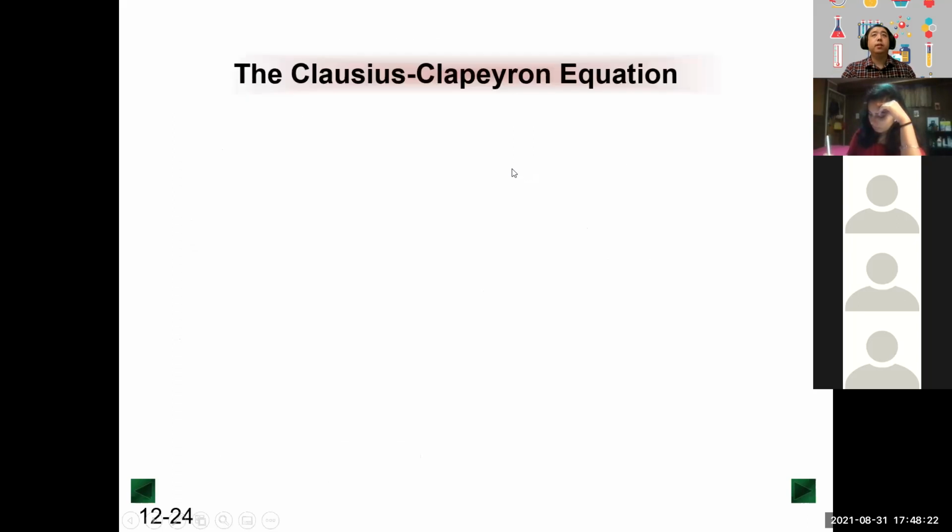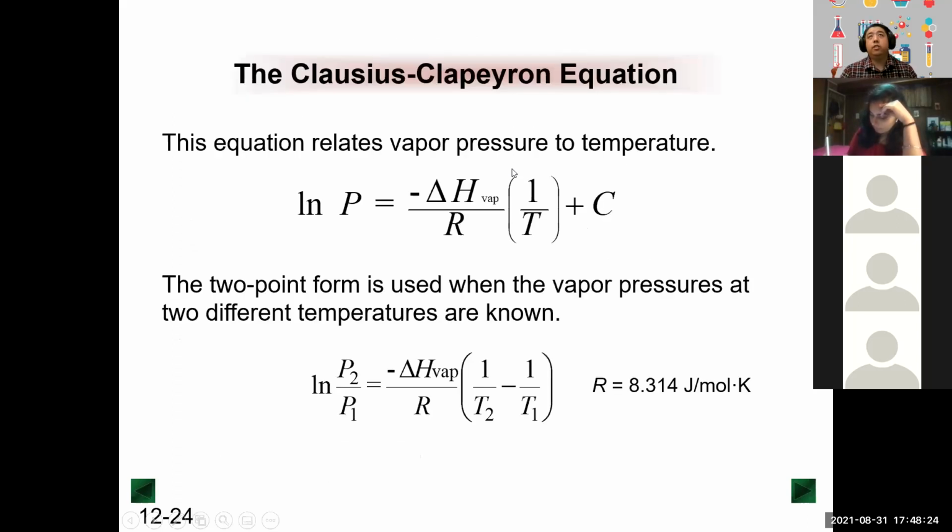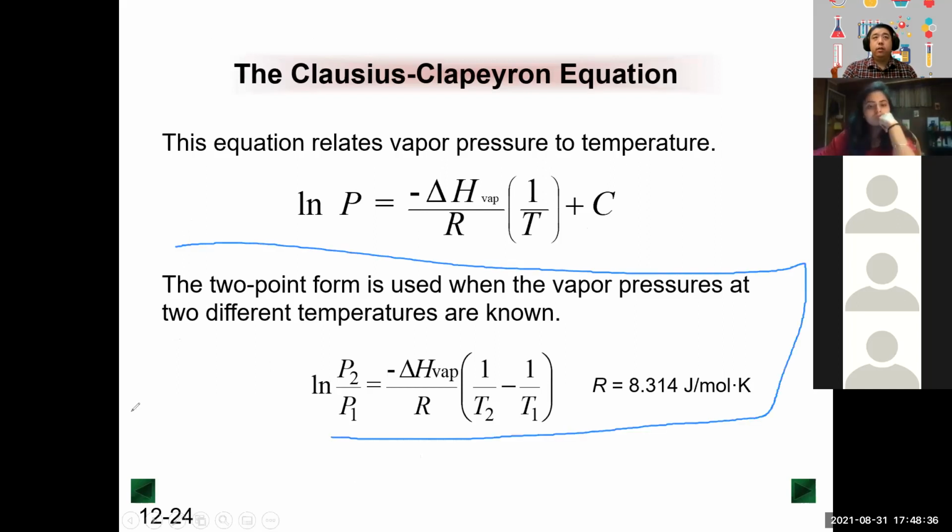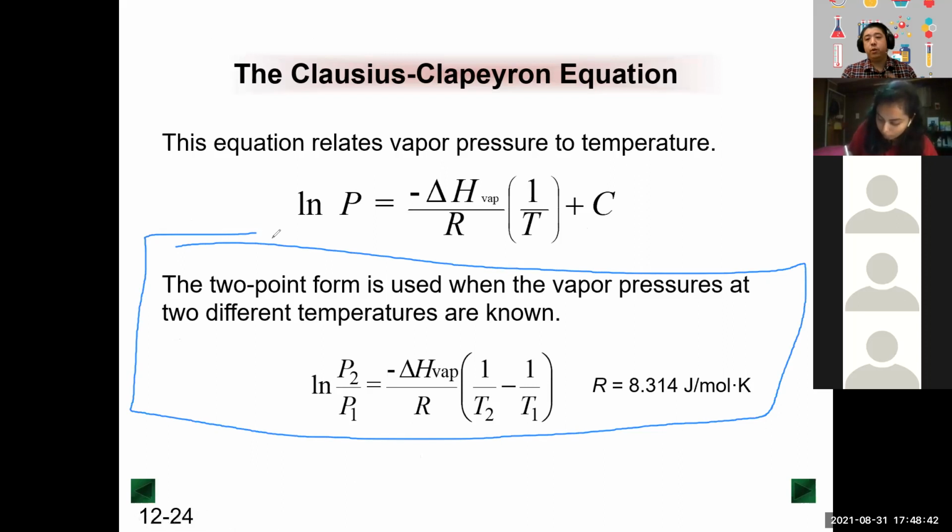Okay. So we're going to talk about the Clausius-Clapeyron equation. Generally speaking, this is the relationship between vapor pressure and temperature. The top equation starts with just one pressure and one temperature. The one you're going to focus on is the one down here. We tend to look at two different points. So with these two temperatures, and you're given one of the vapor pressures, you should be able to figure out what the other vapor pressure is going to be at that other temperature.